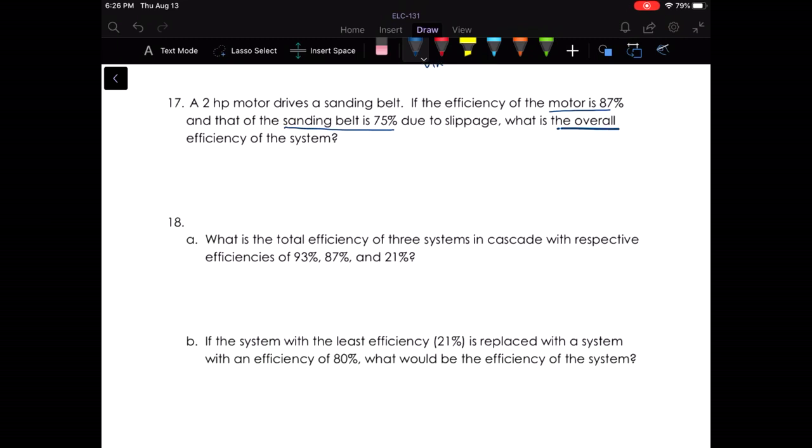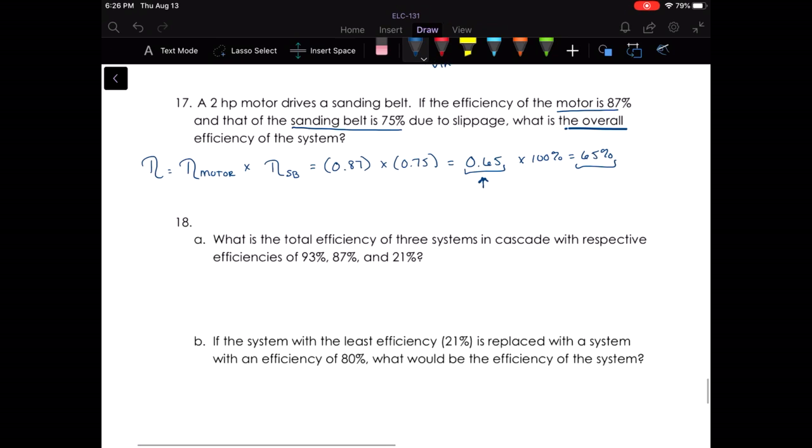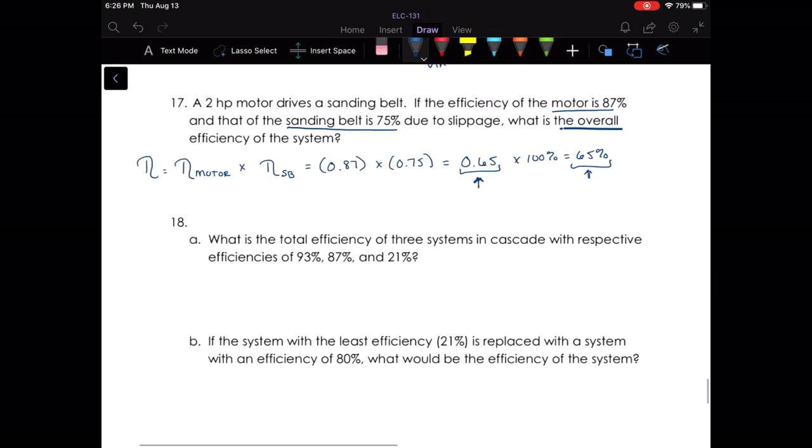overall efficiency? Well, the overall efficiency is going to be the efficiency of the motor times the efficiency of the sanding belt. And I'm going to actually use the ratio here. So 0.87 times 0.75. And I find that the overall efficiency is 0.65, which if we multiplied by 100%, that would be 65%. This and this are the same thing. This is the percentage, this is the ratio of this to 1, and this is the ratio of this to 100. It's really the same thing.